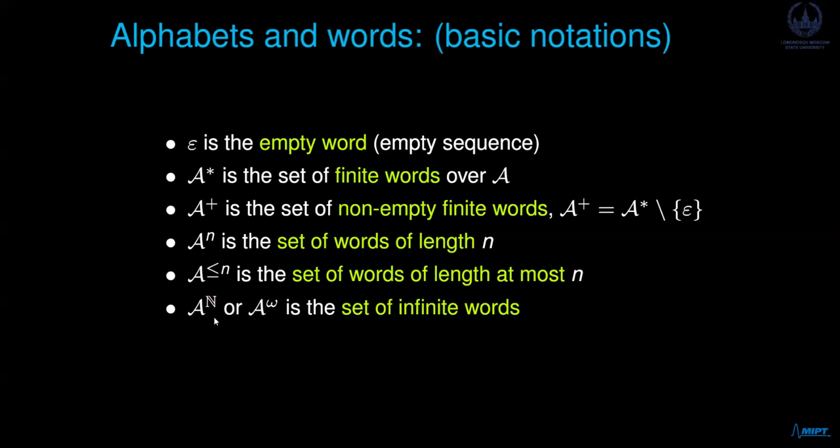Finally, A to the power of natural numbers, or A to the power omega, represents the set of infinite words over the alphabet A. These are sequences that continue indefinitely without a fixed length. These notations provide a powerful and concise way to describe different types of words and will appear regularly in our discussions and problem solving throughout the course.